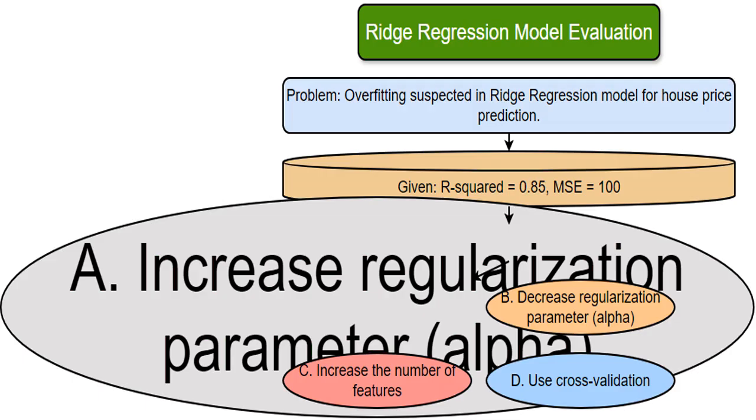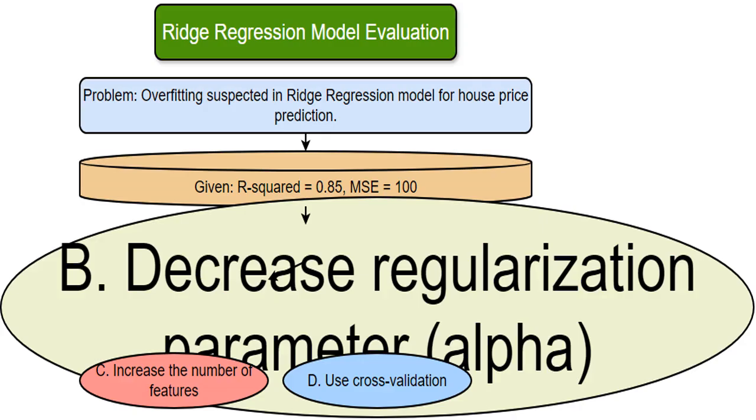Increasing alpha in ridge regression adds more penalty to the model for having large coefficients, making the model simpler. Simpler models tend to overfit less. Decreasing alpha, on the other hand, would do the opposite. It would let the model become more complex, potentially increasing the risk of overfitting.